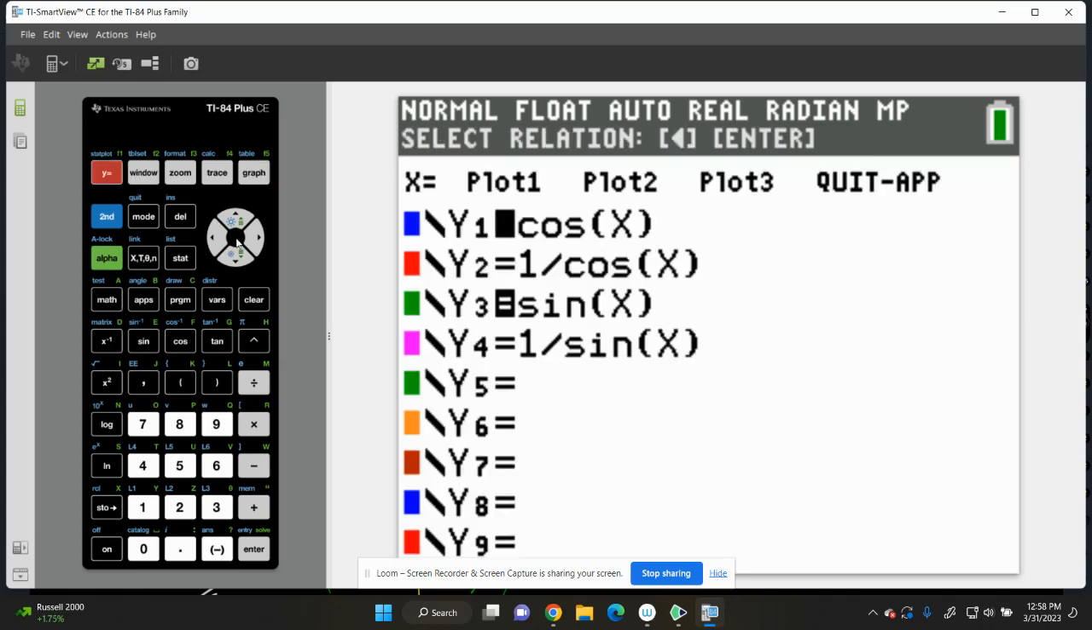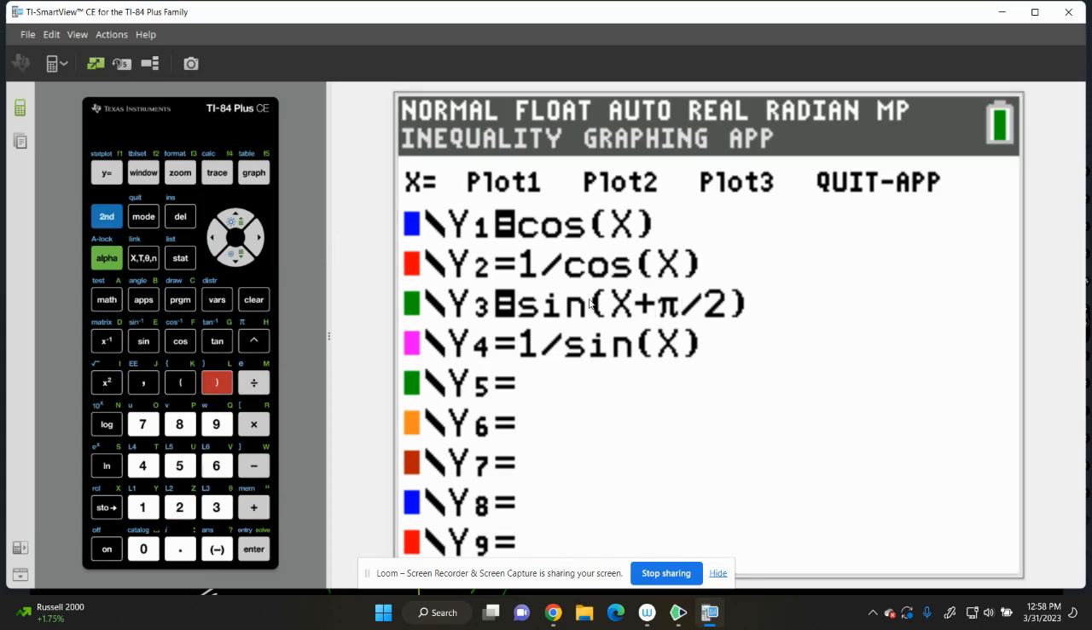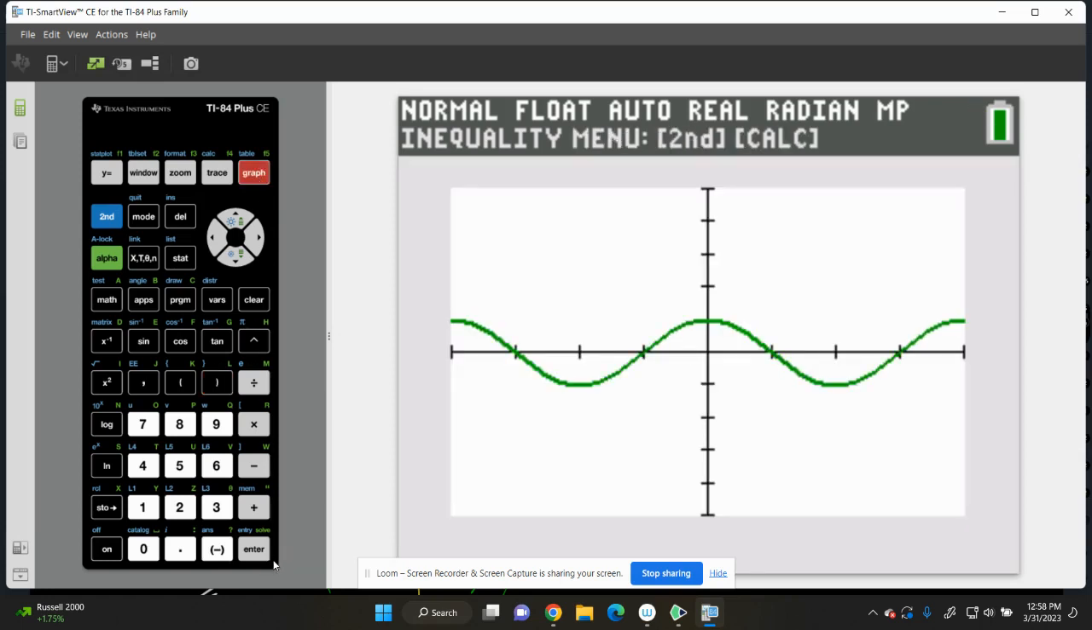If I go to my sine function and I tell it to shift to the left pi over 2, in other words, I add pi over 2. I'm sorry, I did that the wrong way. Inside here, I do add pi over 2, right? That's going to shift my sine curve pi over 2 to the left. Watch what happens. The blue one is cosine, the green one is sine. There's the blue. Look at that. Now they're the same.